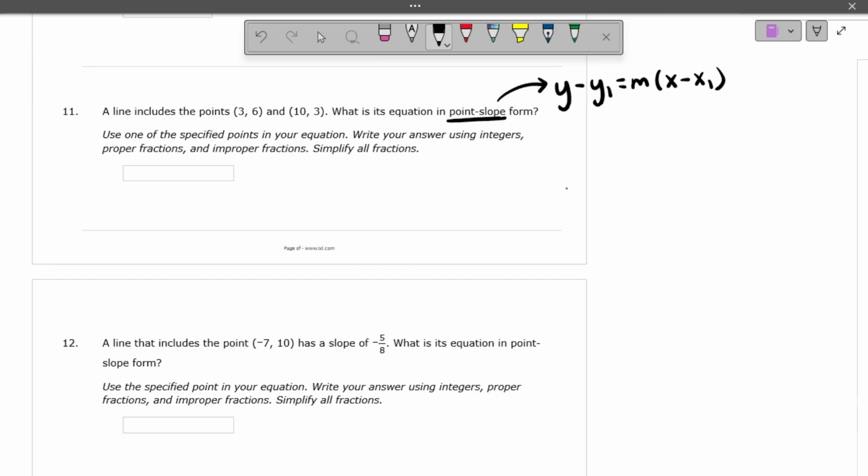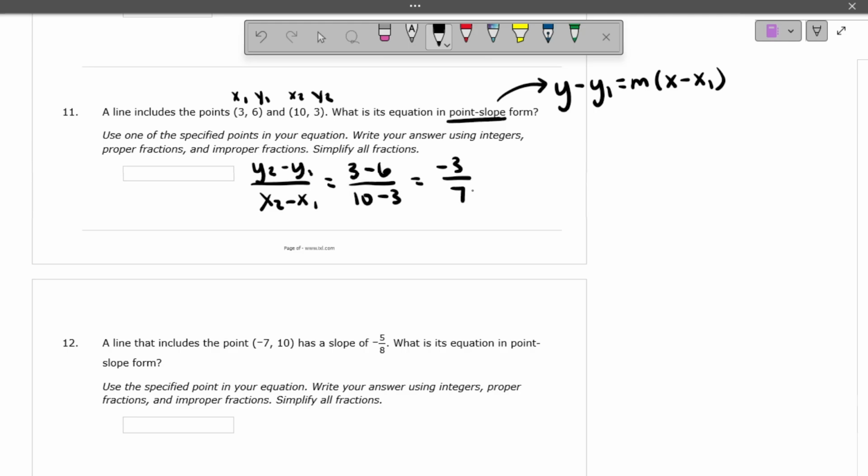So we're going to want to figure out how to write an equation in point slope form. We're given 2 points. So we have a point, but we do not have a slope. But since we have 2 points, we can find a slope by doing y2 minus y1 over x2 minus x1. So again, labeling x1, y1, x2, y2. Let's do 3 minus 6 over 10 minus 3. So we have negative 3 over 7 as our slope.